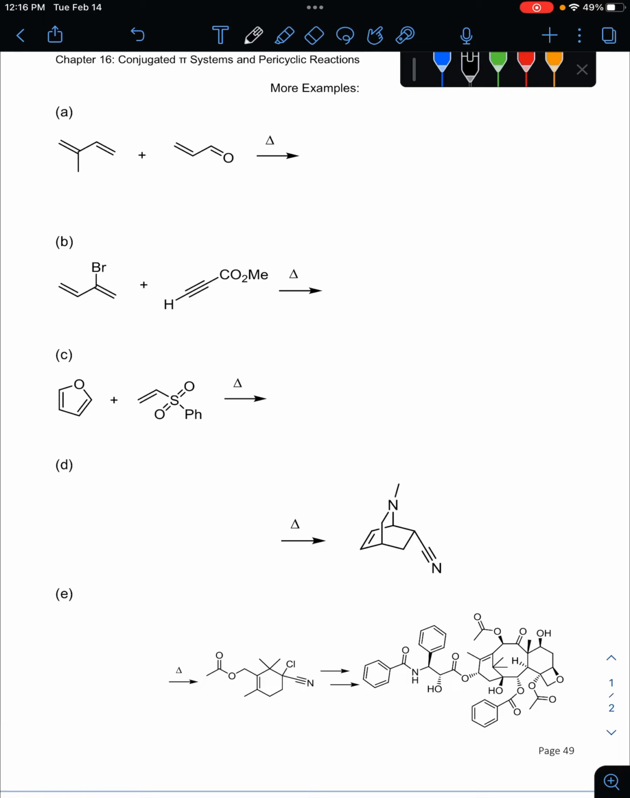But here goes. We want to go over these practice problems for Diels-Alder reactions that are on page 49 of your wonderfully designed notes manual, unlike iOS 16 or whatever this is. So let's first take a look at this. And remember, for any Diels-Alder reaction, you should be concerned about two things: stereochemistry and regiochemistry, right?